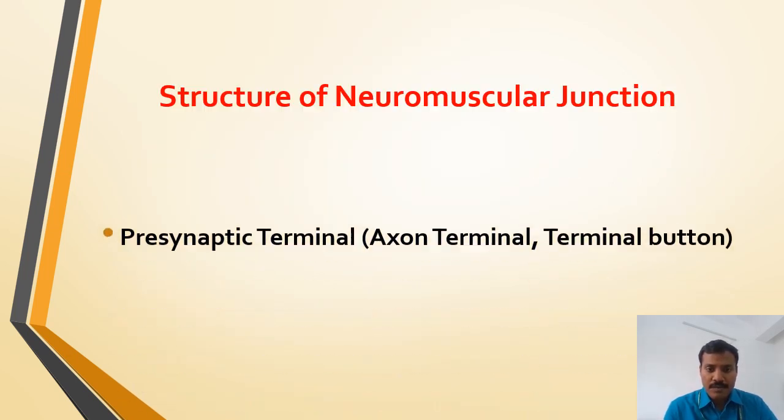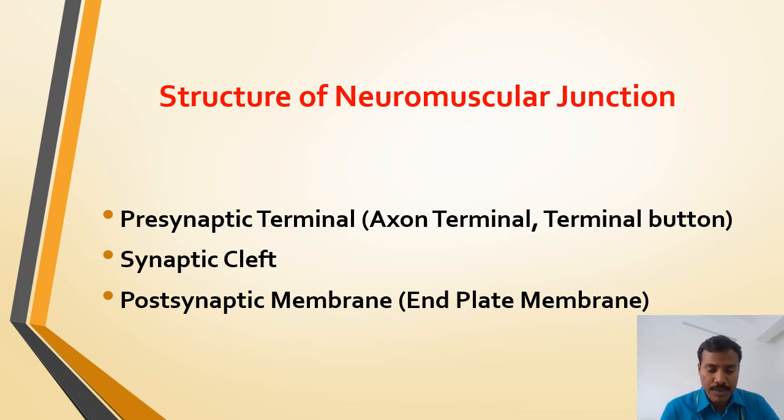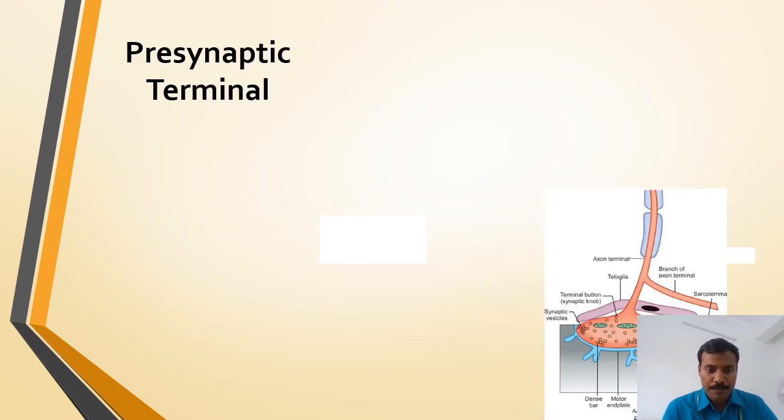Coming on to the structure of the neuromuscular junction, there are three structures present. One is the presynaptic terminal, otherwise called the axon terminal or terminal button. The next one is the synaptic cleft. Another one is the postsynaptic membrane, otherwise called the end plate membrane. We should see each one of the structures elaborately. First, the presynaptic terminal.